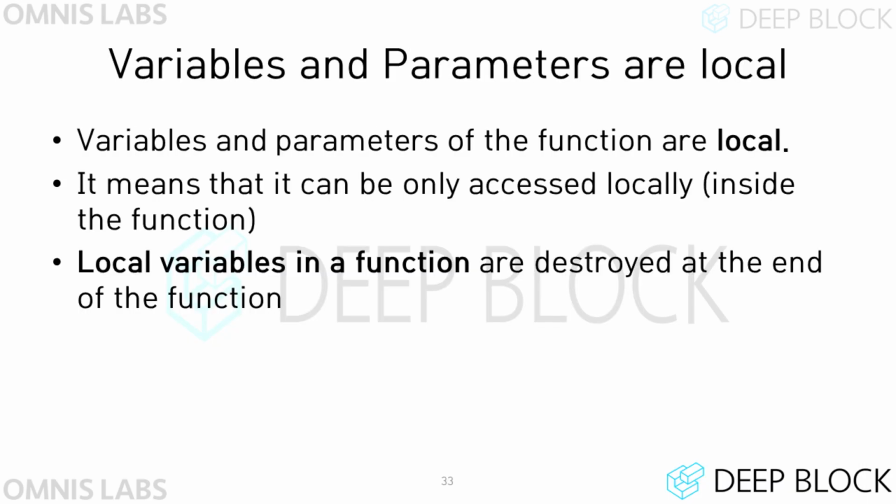Variables and parameters in functions are local. To put it simply, variables or parameter variables within the function can only be accessed within the function. Local variables inside a function are destroyed when the function ends.